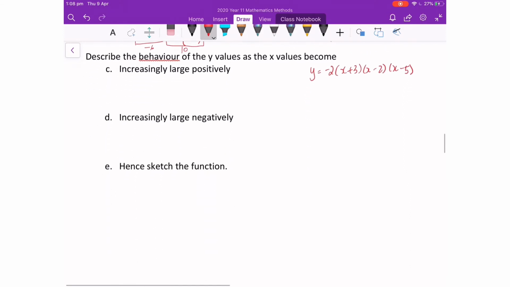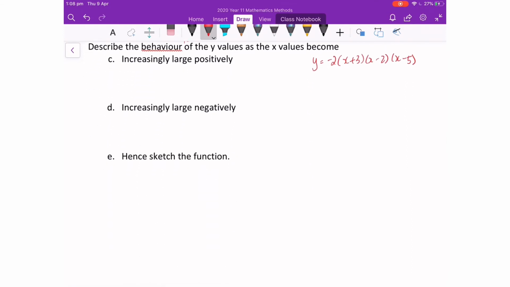Okay, so you can see here, if I let x equal, I don't know, 100 or something really, really big, 1,000, a million, if I let them go into these brackets, they're just going to be big numbers. So I'm going to have like 98, 95. Now all those numbers multiplied together are going to be big numbers. But as soon as I multiply it by -2, that's going to become a really negative big number.